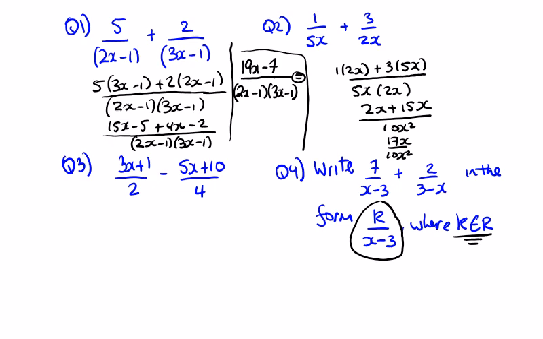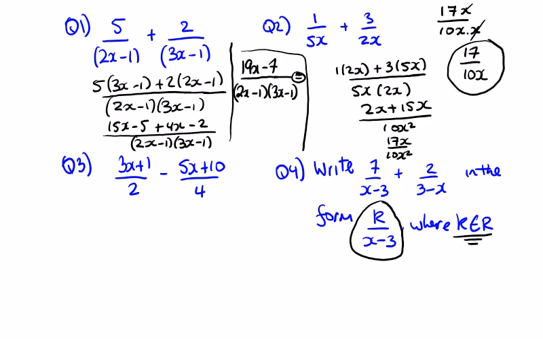Let me just come up here. 17x over 10x squared. You're all saying, what's common there? Well, I'm going to write 10x squared just like this, because now I can knock off one of the x's, and I'm just left with 17 over 10x. So this is fully simplified.